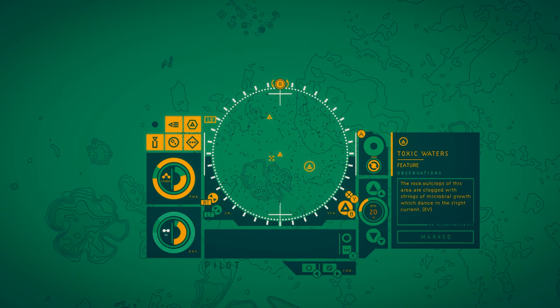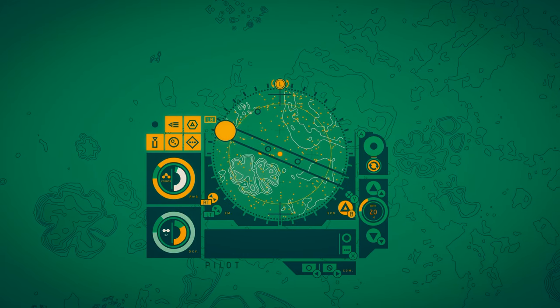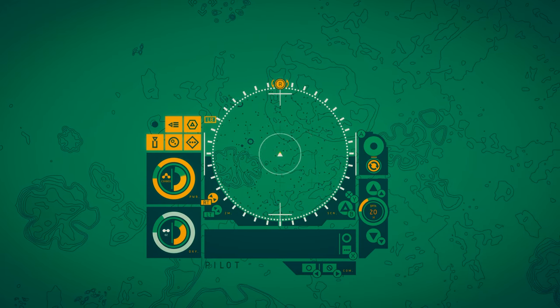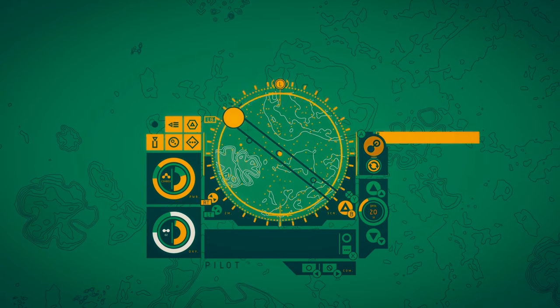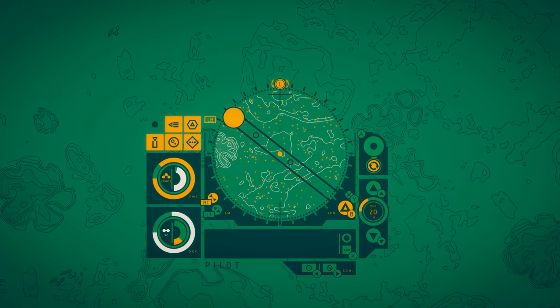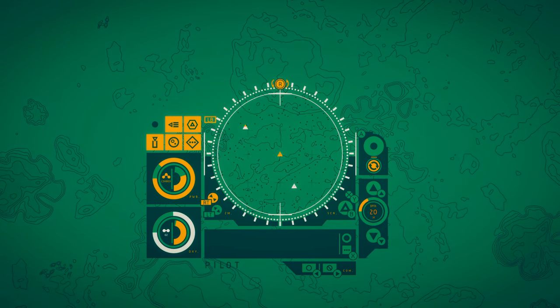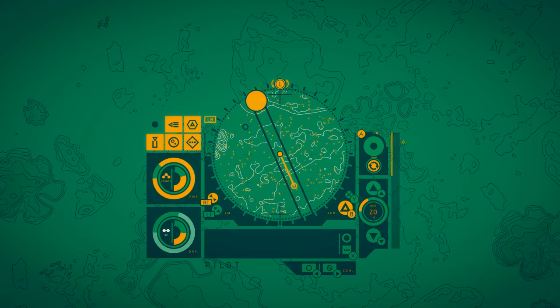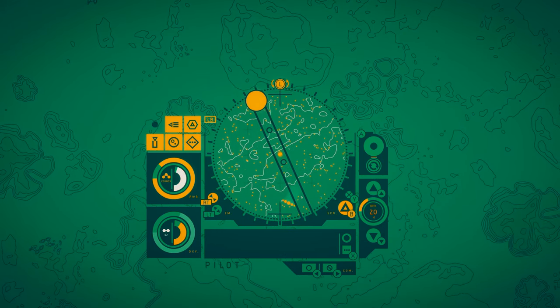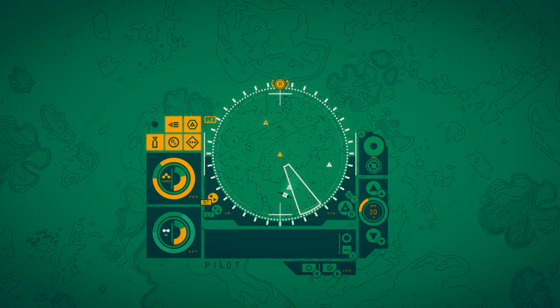Toxic waters. The rock outcrops of this area are clogged with strings of microbial growth which dance in the slight current. Rock sheets. Huge plates of layered rock make the floor here into a jagged pattern of small overhangs. Toxic waters. Blue flashes flicker across the shattered strata of rock. Protection.